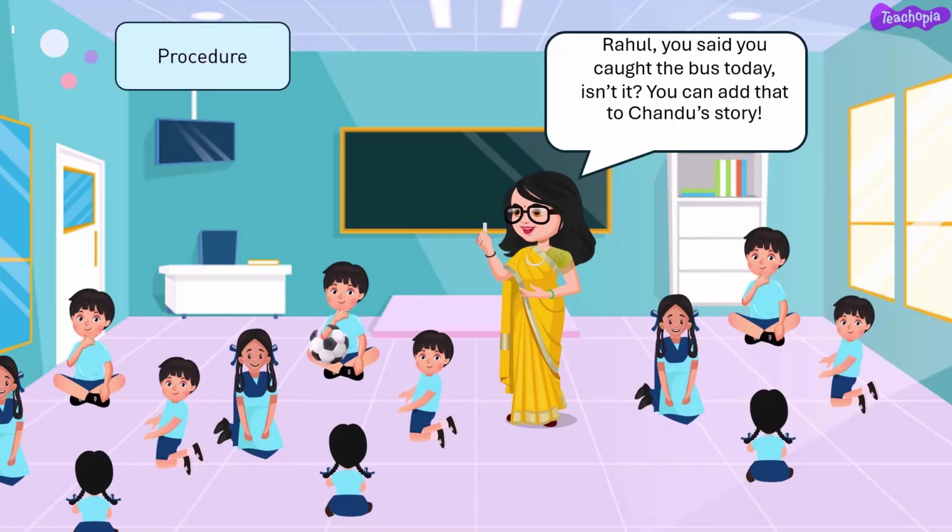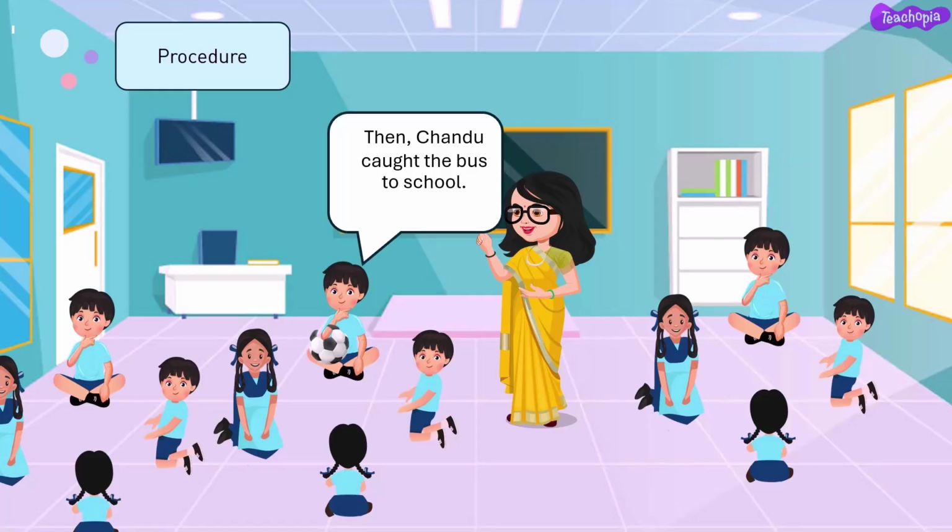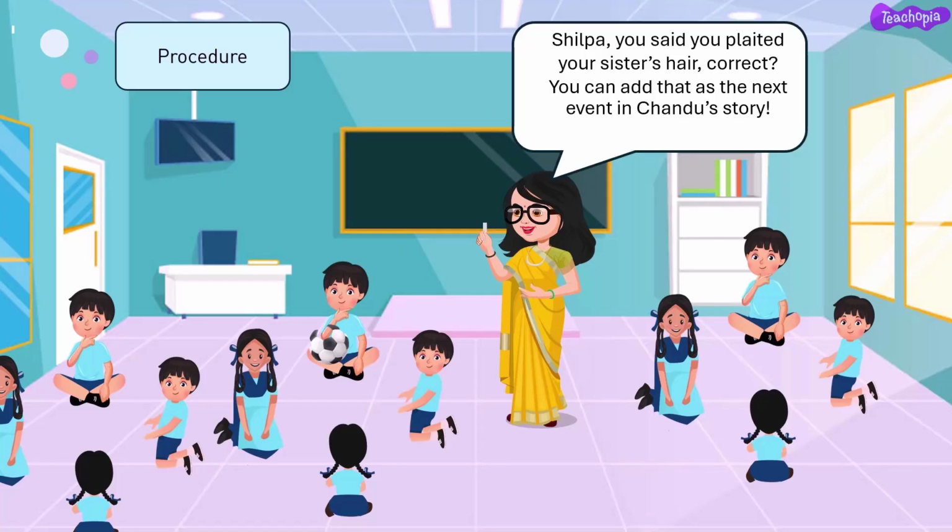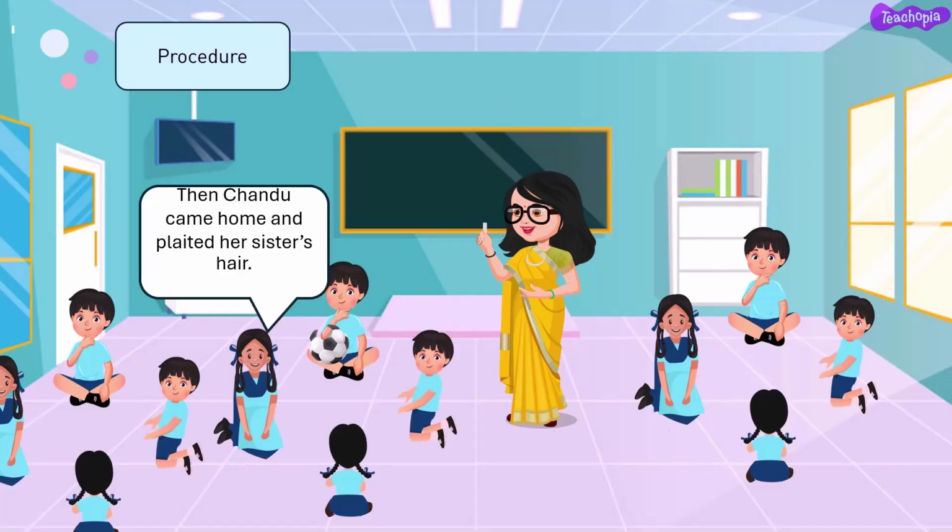Rahul, you said you caught the bus today, isn't it? You can add that to Chandu's story. Then Chandu caught the bus to school. Shilpa, you said you plaited your sister's hair, correct? You can add that as the next event in Chandu's story. Then Chandu came home and plaited her sister's hair.